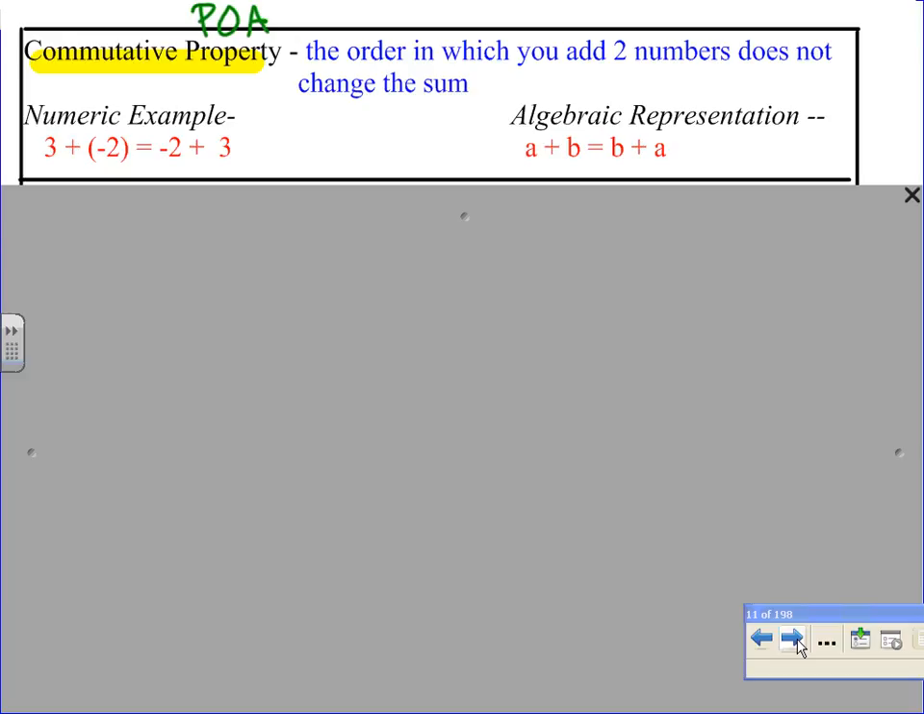Above where it says property, I want you to write POA. POA, just an abbreviation for property of addition. So what this says is the order in which you add two numbers does not change the sum. For example, 3 plus -2 is the same thing as -3 plus 2. Using variables, a plus b is the same thing as b plus a. So commutative POA. Make sure you have POA at the top of property so you know it's the property of addition.